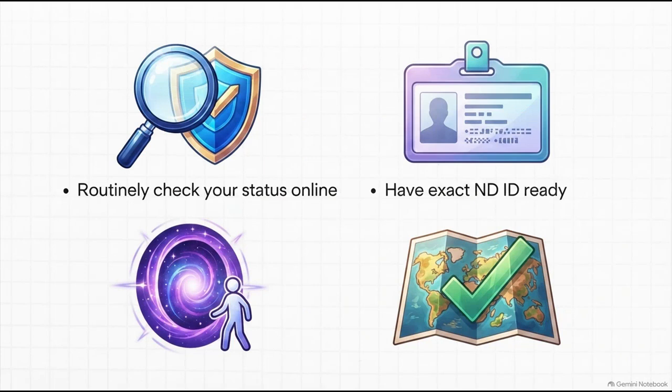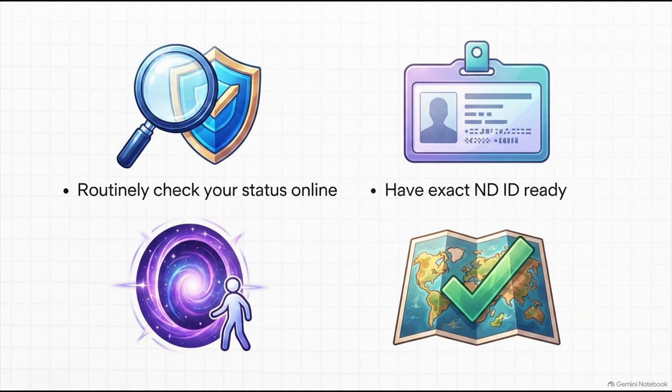Man, we have covered a lot of ground today. So here are your focused key takeaways for getting and keeping yourself legally and safely on the road. First up, routinely check your status online. It is fast, it's incredibly easy, and it completely prevents unwanted surprises. Second, have your exact North Dakota driver's license number ready. And please remember the golden rule: no spaces and no hyphens.